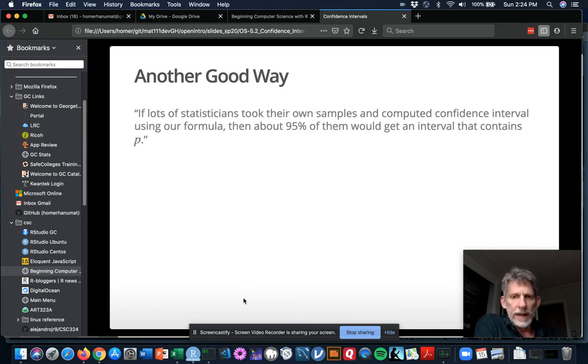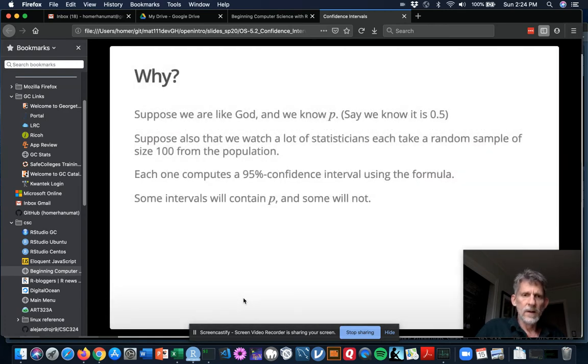Here's another good way to explain the confidence interval to people. If they ask you, well, why are you 95% confident? You could say that you happen to know that if a lot of statisticians each came along and took their own samples from the population and computed their own confidence intervals using that same formula that we did, then about 95% of them would get an interval that contains the real population proportion P. Now you might wonder, why is this so?